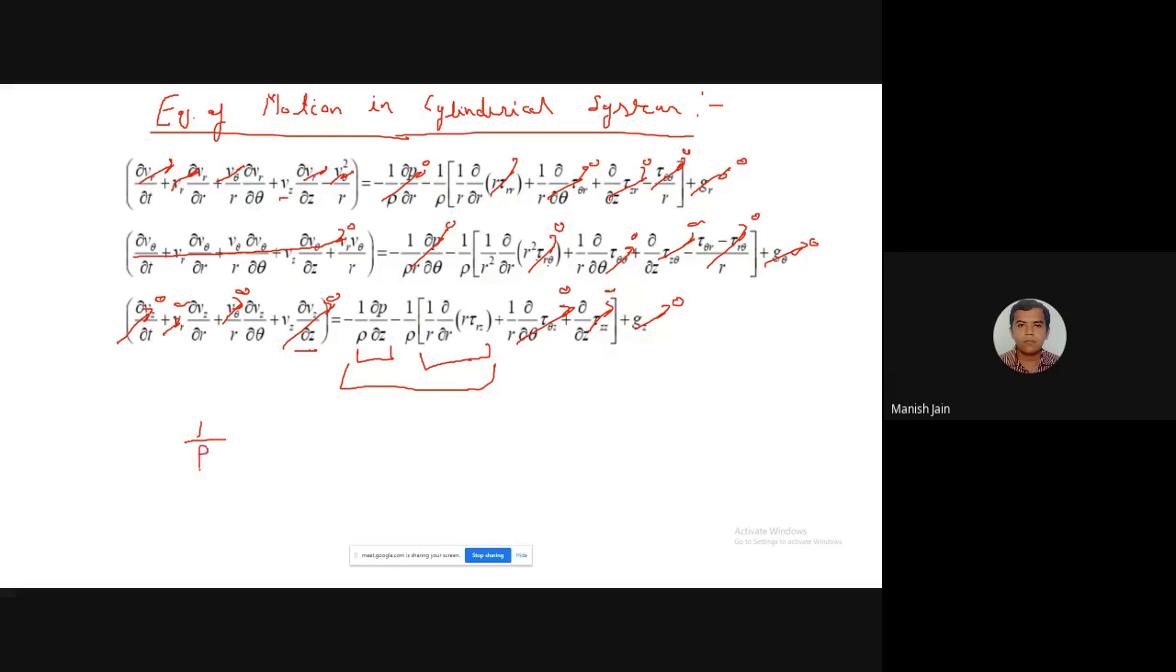This is 1 by rho ∂P by ∂z minus 1 by rho r, where r is the radius, ∂ by ∂r of r tau rz, equal to 0. This is the equation.